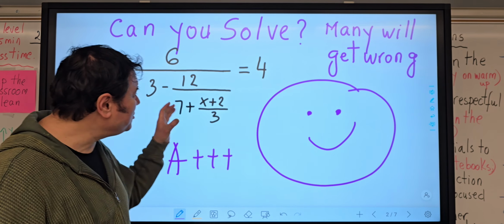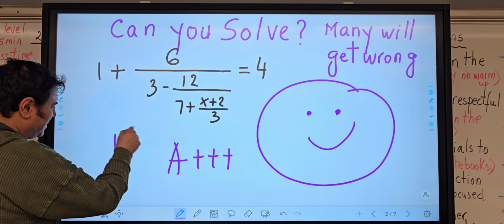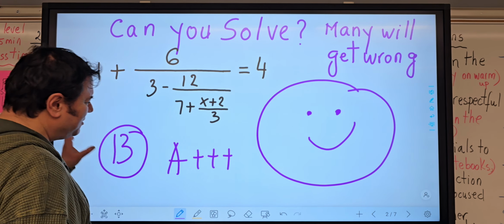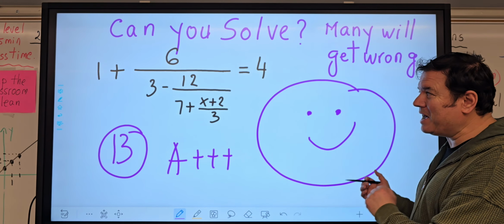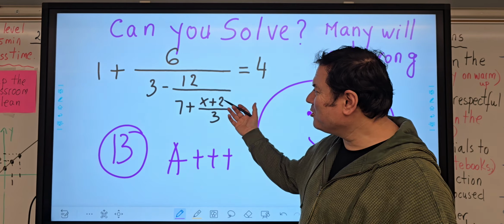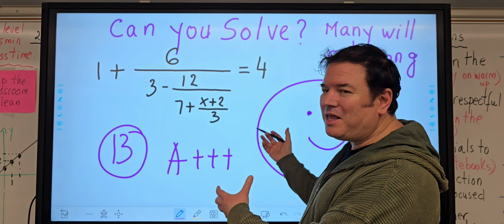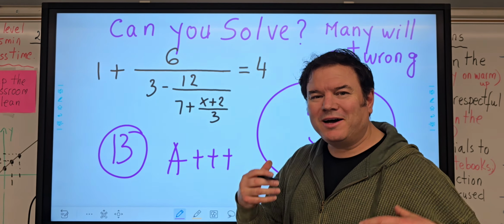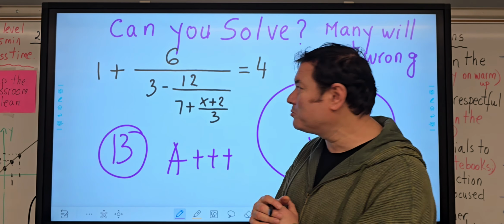The answer to this complicated question is 13. And again, if you're able to get this answer, you are getting an A++ from me and a big happy face. But let's take a look step by step at how to solve this problem. It can be done in many other ways, but I'm going to show you the easiest way, I think, for me to solve this problem.